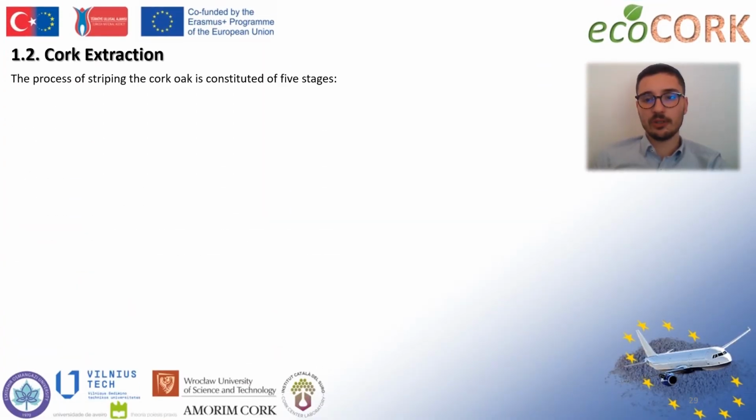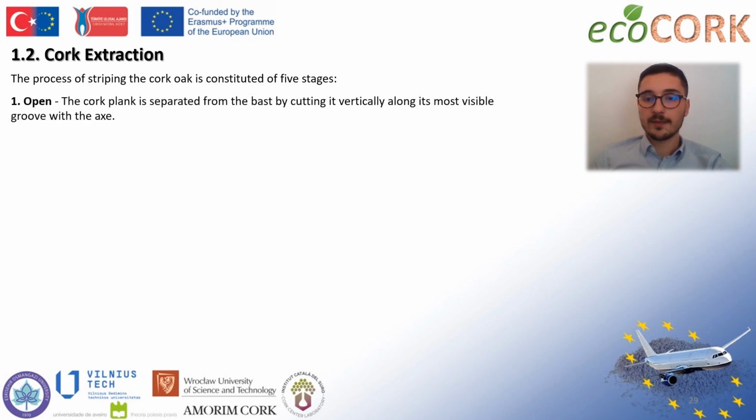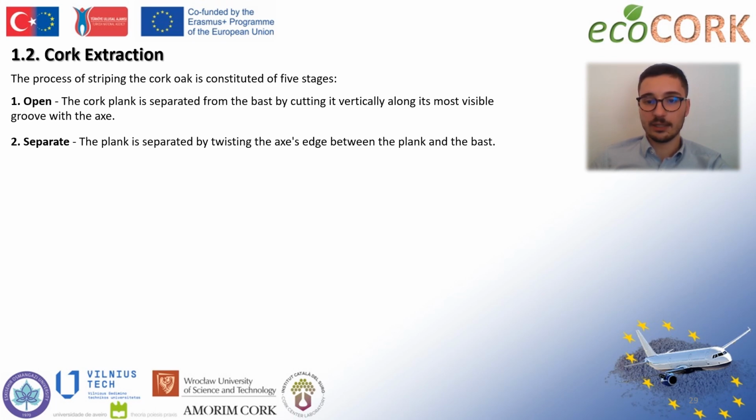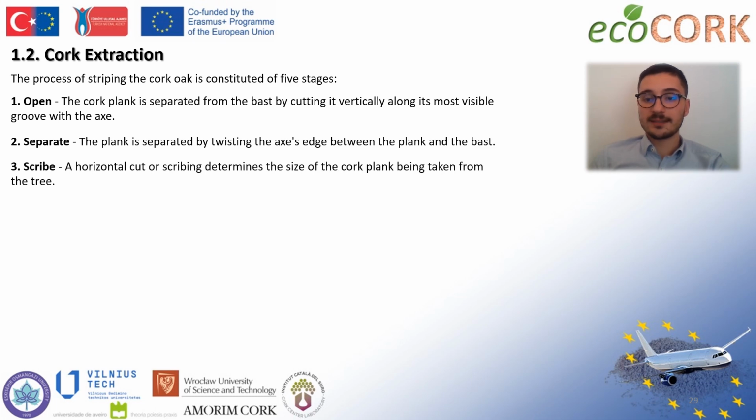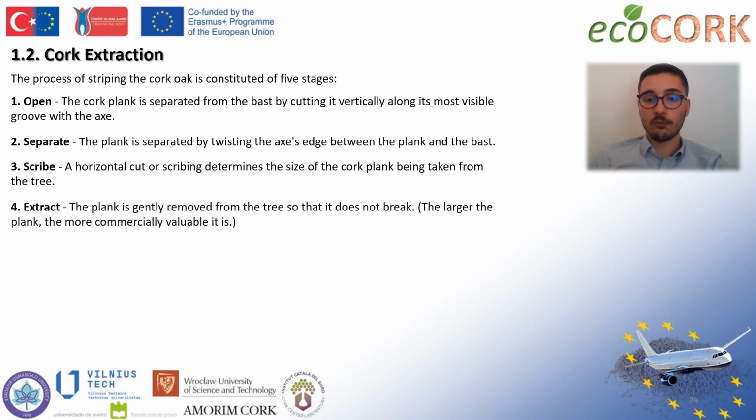There are 5 steps in the process of stripping the cork oak. First, open. Cut the cork plank vertically along its most visible groove with the axe to separate it from the base. Second, separate. To separate the plank, twist the edge of the axe between the plank and the bast. Third, scribe. The size of the cork plank taken from the tree is determined by a horizontal cut or scribing. Fourth, extract. The plank is taken off the tree carefully so it doesn't break.